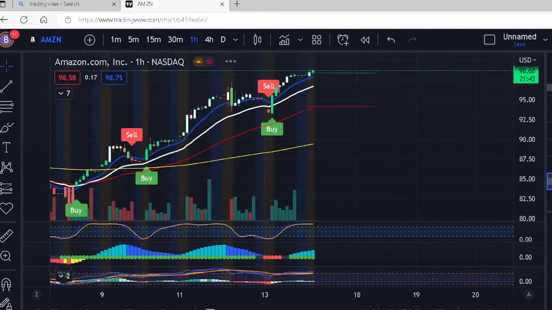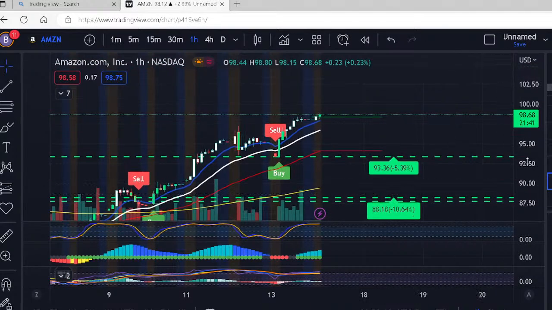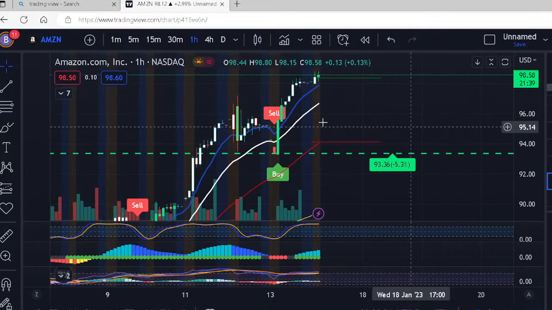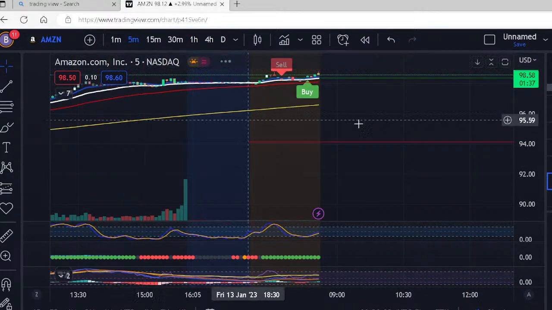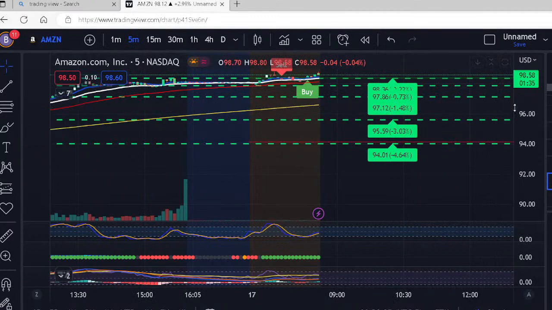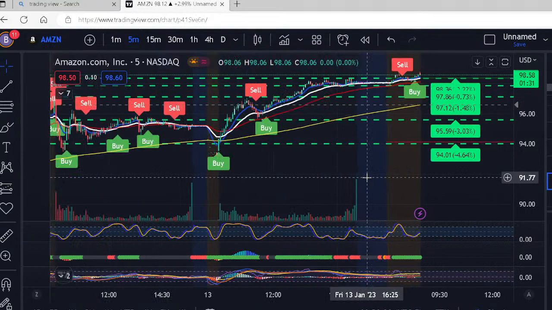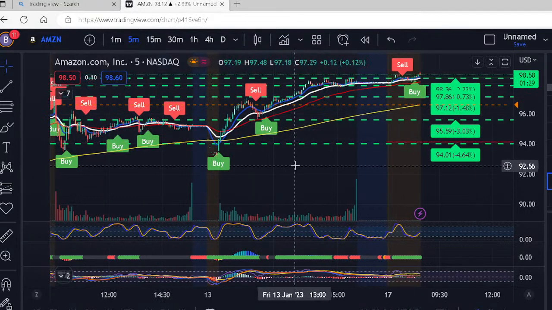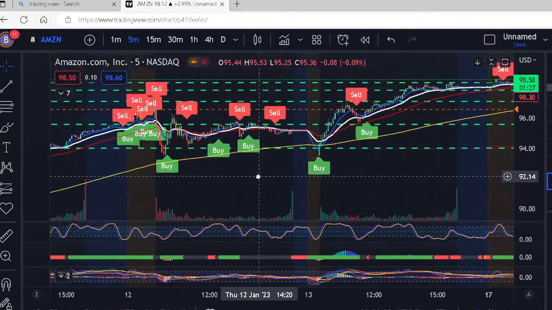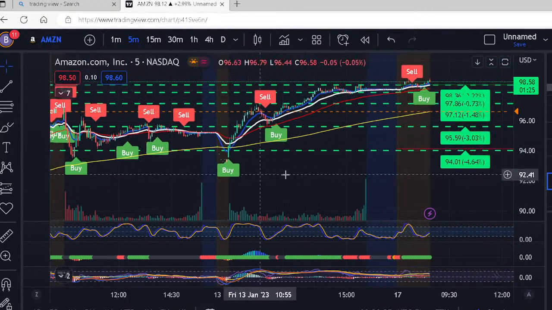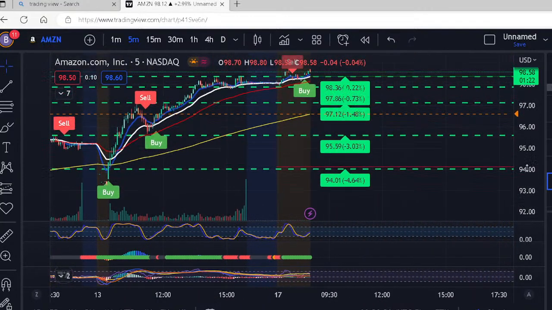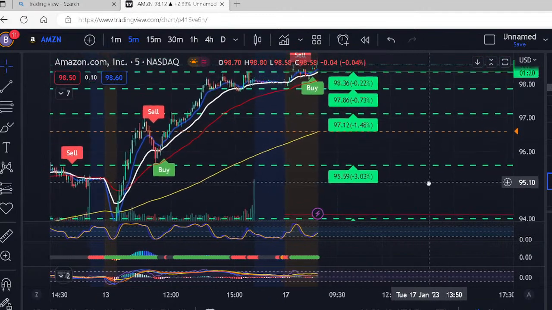Let's go to Amazon real quick. Amazon is looking really pretty strong. Let's go to the 5-minute real quick. See where the 200 is. I'll put an alert right there. Obviously, that's a big area of support. See how it bounced right here. You always look to the left. See how it bounced right here at the 200. Again, right here. So the 200 EMA on every time frame is a huge support or resistance.